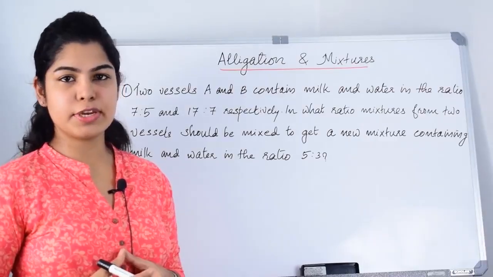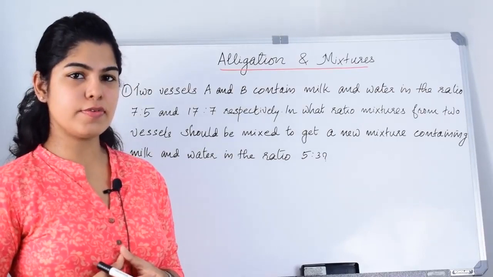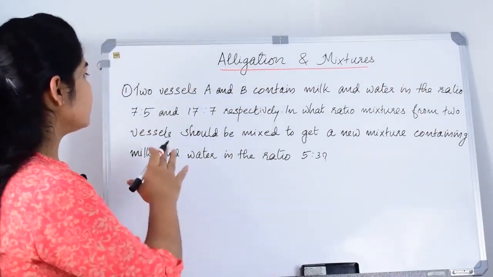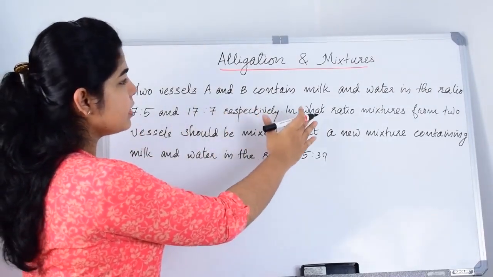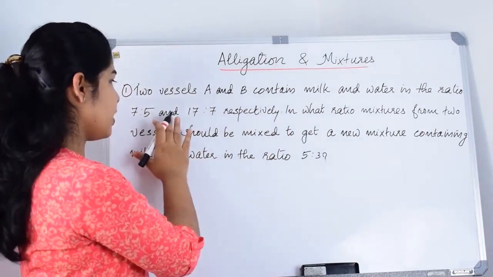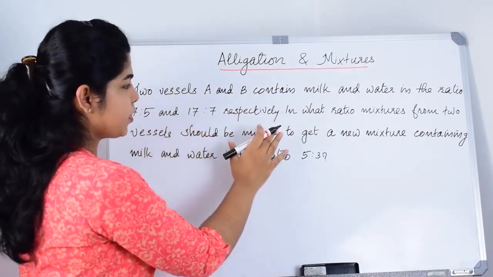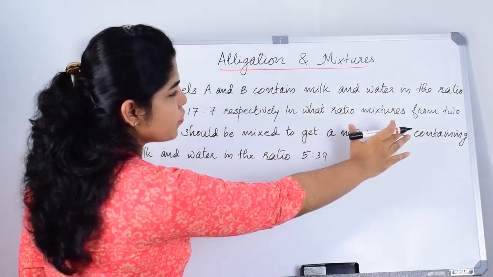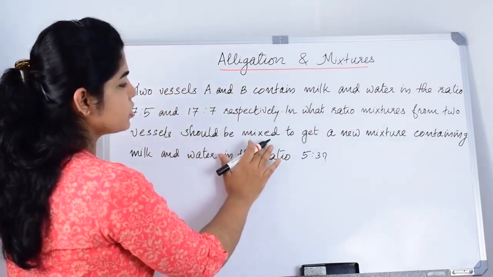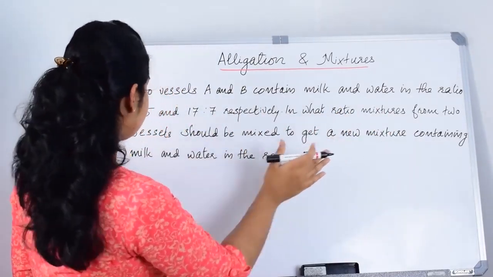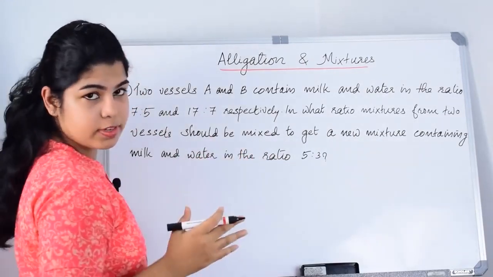This is the part 3 video on alligation and mixtures. Let us solve our first question. Our question is, two vessels A and B contain milk and water in the ratio 7:5 and 17:7 respectively. In what ratio mixtures from two vessels should be mixed to get a new mixture containing milk and water in the ratio 5:3?